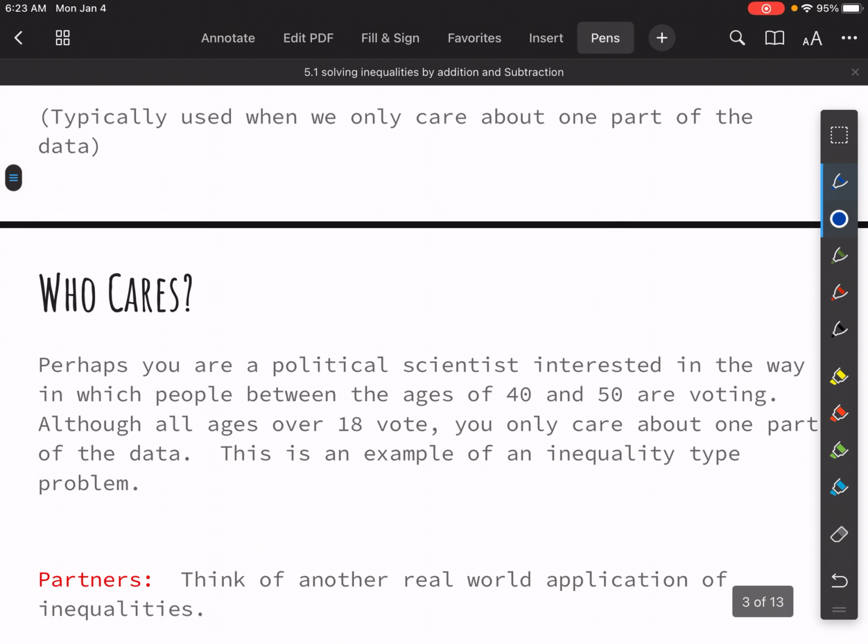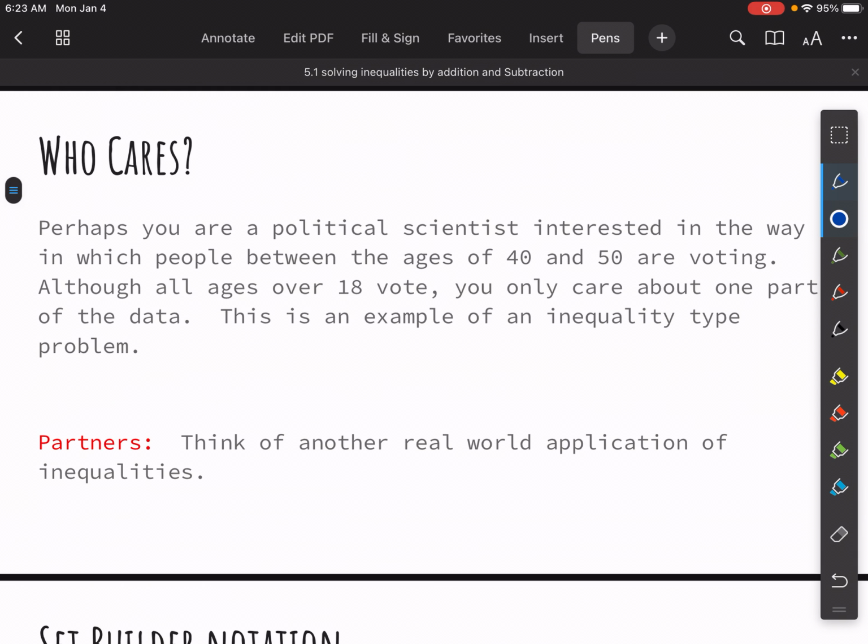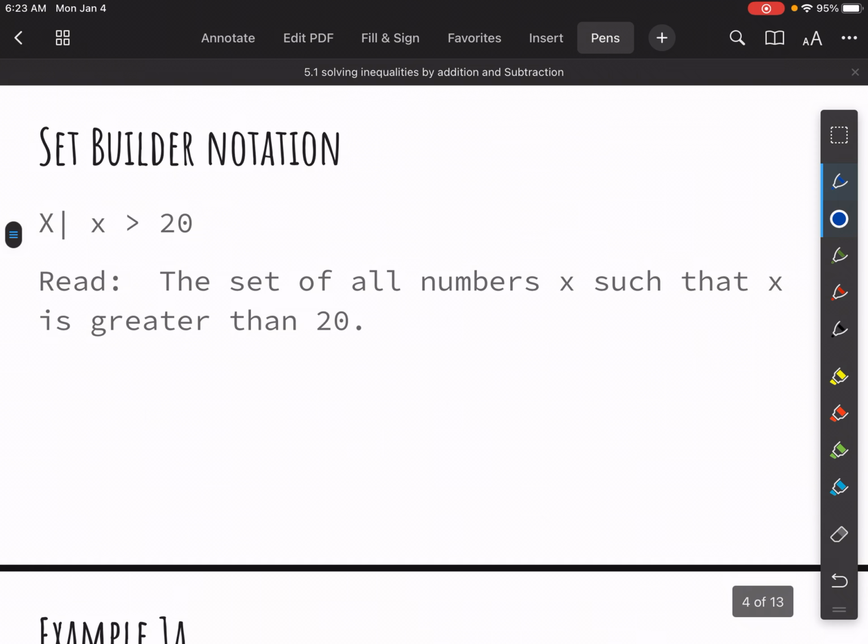I was going to go into why we care about this, so you can read through some of these examples. You'll have some word problems that lay out when we would use this in life. But for the sake of time on this video, I'm just going to keep cruising here. So, set builder notation. This is something I want you to be familiar with because you'll see it more and more in your book. I do want your answers in set builder notation.